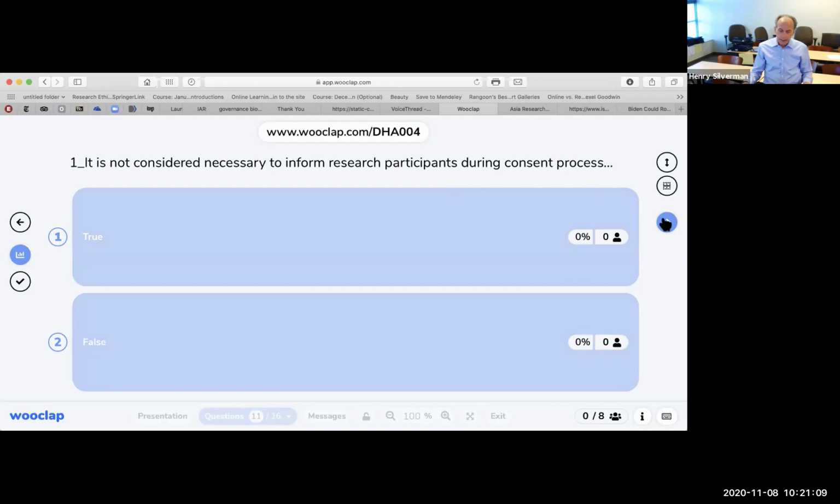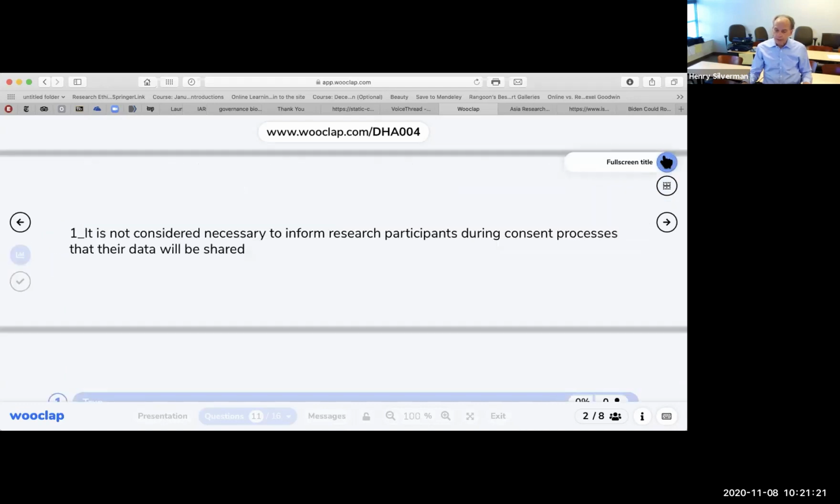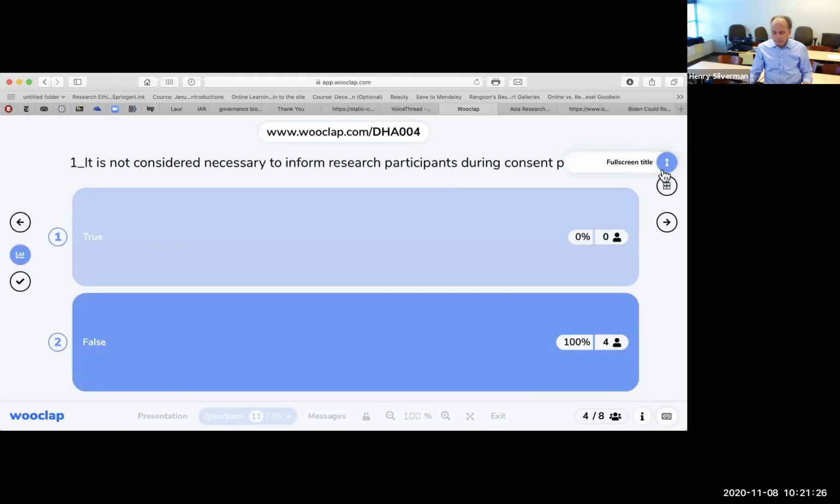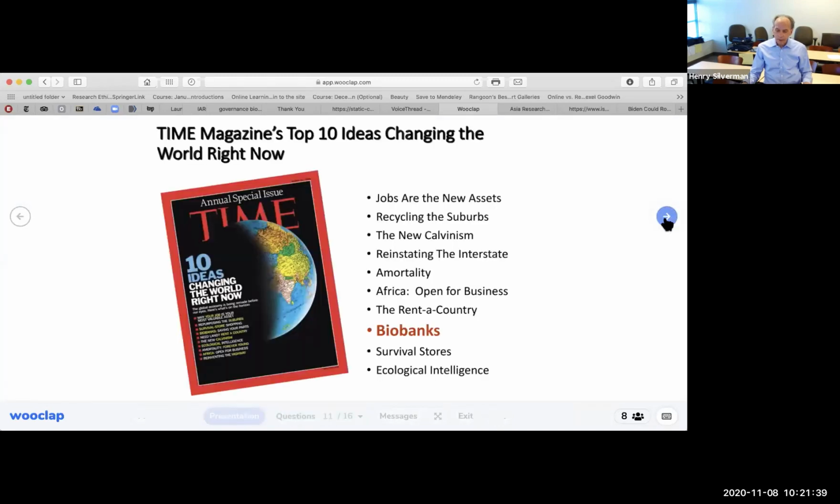Okay. It is not considered necessary to inform research participants during the consent process that their data will be shared. And that's obviously false. They need to be told about plans for sharing the data. Okay, so that's just a few questions to warm up this group.